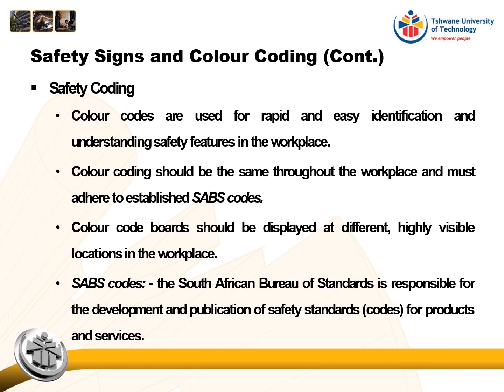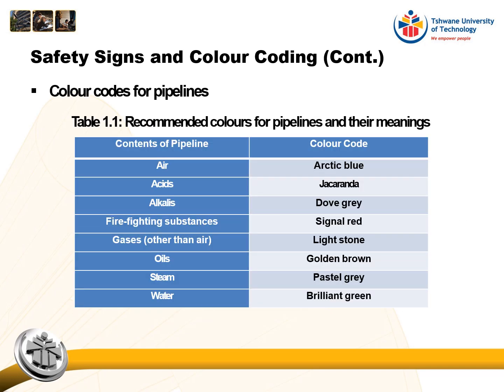SABS, which is the South African Bureau of Standards, is responsible for the development and publication of safety standards or codes for products and services. For example, when dealing with pipelines, there are color codings for the different types of material that each pipeline is carrying. So if your pipeline is carrying air, the color code used for that is Arctic Blue.